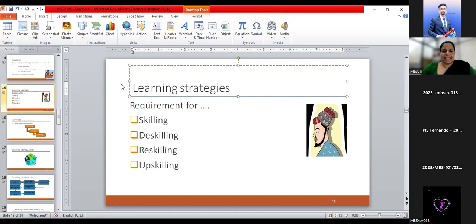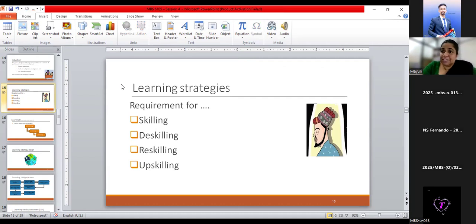So we are starting the second section, which is learning strategies. I have given here mainly 3 strategies. These are the main broader categories of learning strategies. You can see skilling, de-skilling, reskilling, and upskilling.